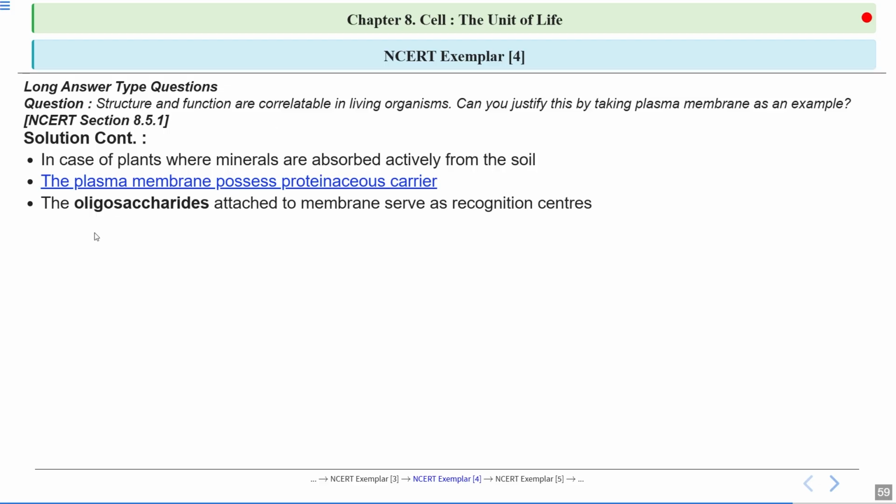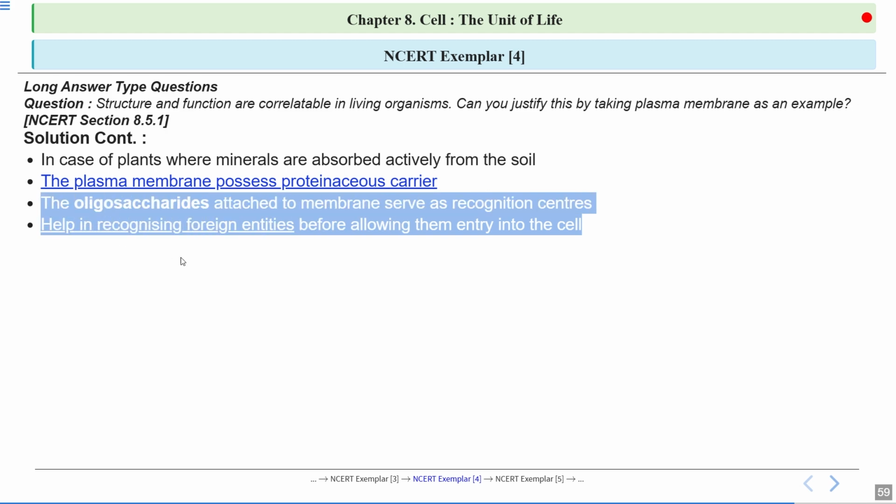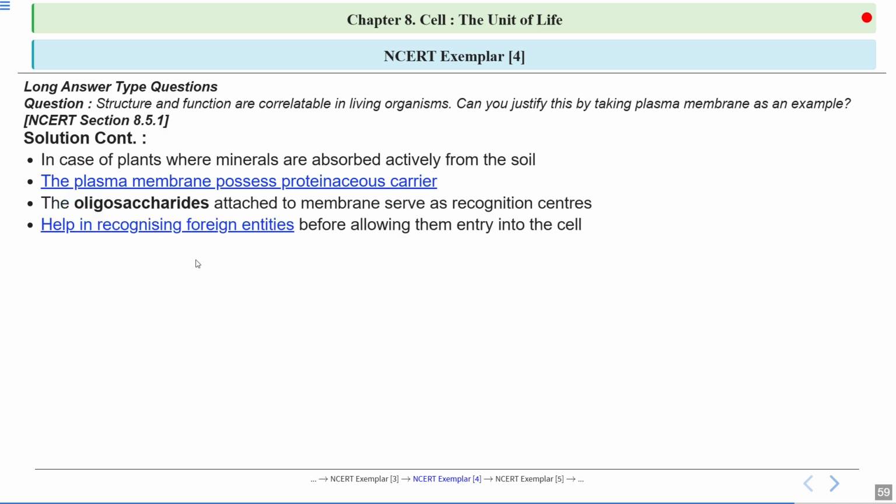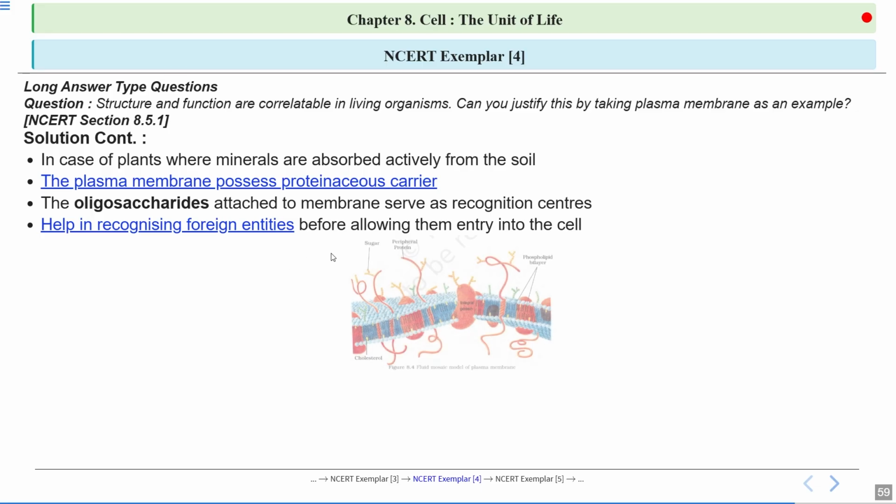Now, the oligosaccharides attached to the membrane serve as recognition centers. Means carbohydrates. So they help in recognizing foreign entities before allowing the entry into the cell. So that's why the plasma membrane is selectively permeable, because these oligosaccharides serve as recognition centers. So they recognize the foreign molecules or foreign entities before allowing them to enter into the cell.